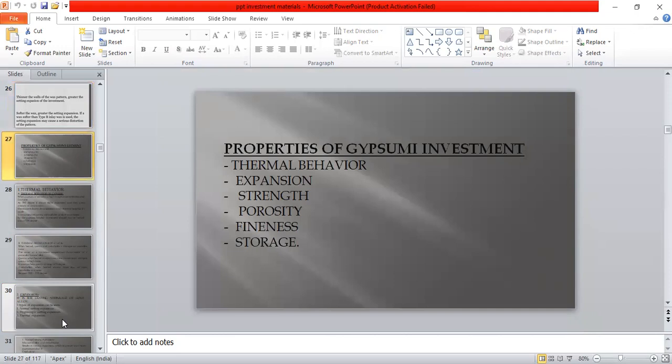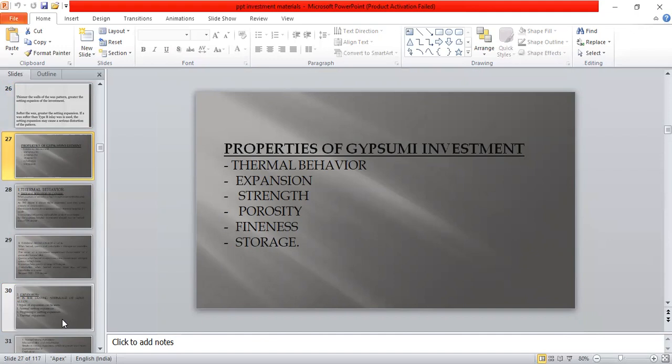Then there are certain properties which determine the gypsum investment. The first one is thermal behavior. Second comes expansion. Third comes strength. Fourth comes porosity. Fifth comes fineness. And the sixth one is storage.